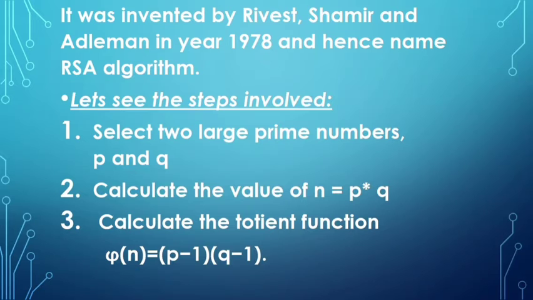First, we are going to select two large prime numbers, and we can name them P and Q. The second step, we are going to calculate the value of n, which can be calculated by multiplying the prime numbers. The third, we are going to calculate phi of n, which can be calculated using the formula phi of n equal to (p minus 1)(q minus 1).